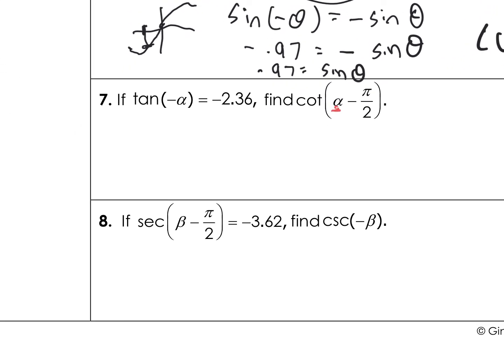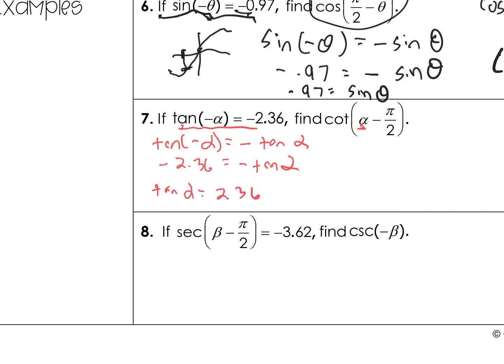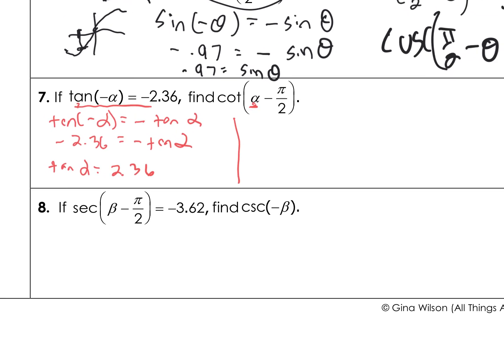Start with the tangent of negative alpha. Since, again, that is an odd function, I know that the tangent of a negative alpha will be equal to the negative of the tangent of a positive alpha. And if the tangent of a negative alpha is negative 2.36, equal to the negative of the tangent of alpha, and I divide both sides by a negative, then I know that the tangent of alpha must be a positive 2.36. Why do I need that? Because we got a cofunction problem here.